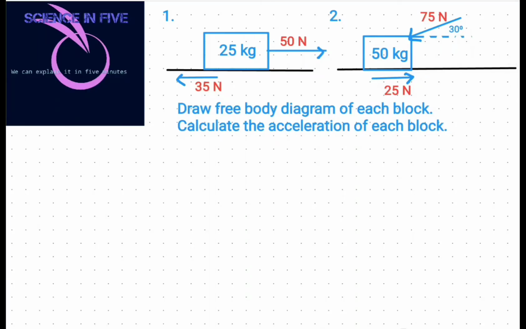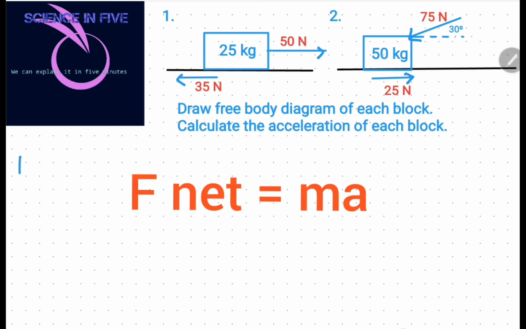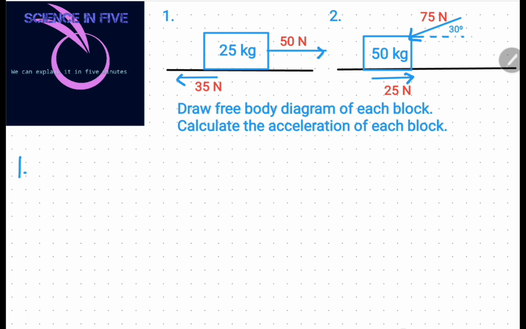Okay, we've got two activities here. We are asked to draw a free body diagram for each block and to calculate the acceleration of each block. We're going to apply Newton's second law, Fnet equals ma. Let's go. For number one, I can see that there are horizontal forces that are acting on this object. So I'm going to represent the 25 kg with a dot like that.